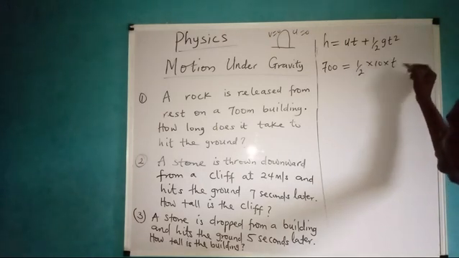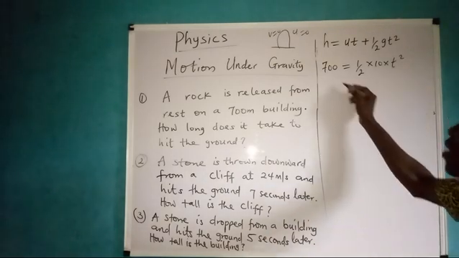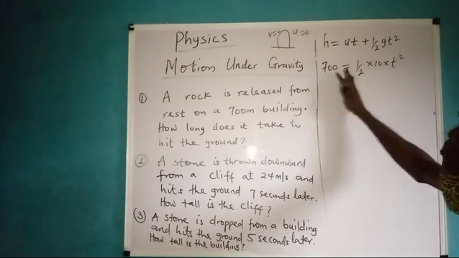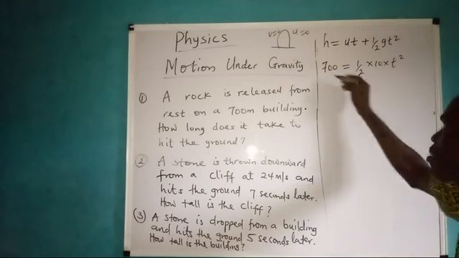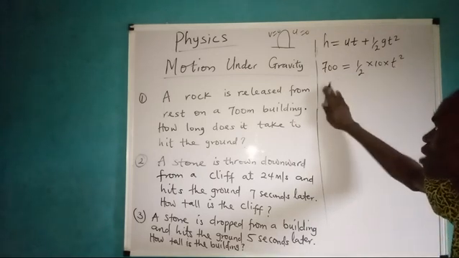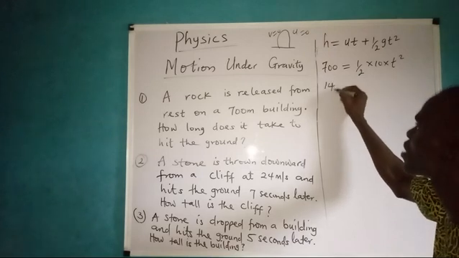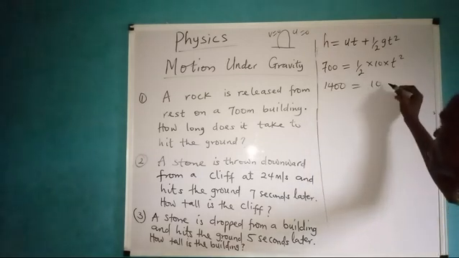We don't have the time, so it is t squared. Now, what can we do? We have to cross multiply, or multiply both sides by 2. Multiplying by 2, here will be 1400, and here I will have 10t squared.